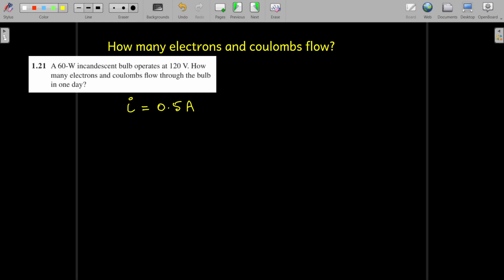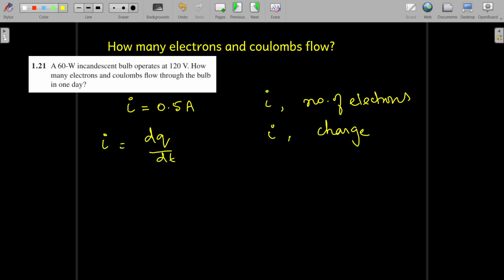Once we have I as 0.5 amps, we can calculate the number of electrons and the coulombs. We don't have a direct relationship between current and number of electrons, but we have the relationship between current and charge: I is equal to dq by dt. I is known, and we need to find the charge, since coulombs is charge. So q is the integral of I dt, the current integrated over a particular time period. Here it is given for one day, so the time period is 24 hours.